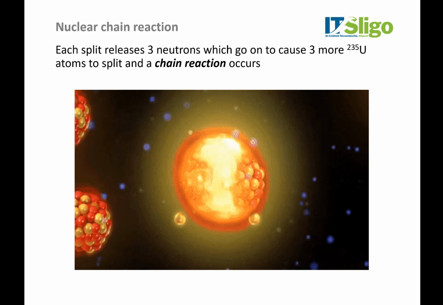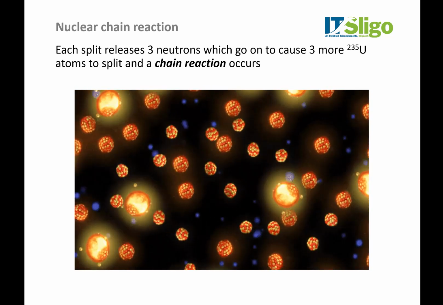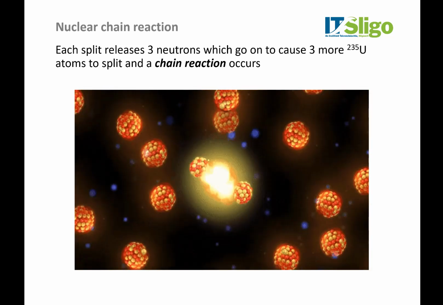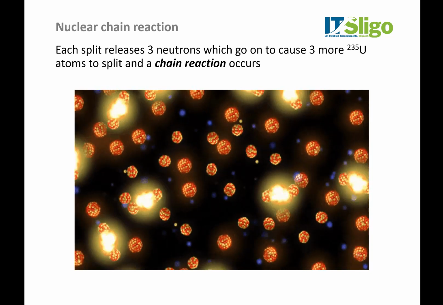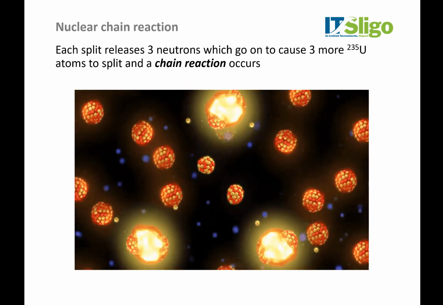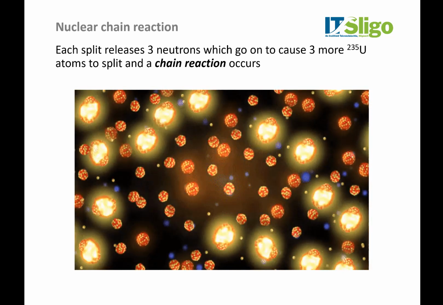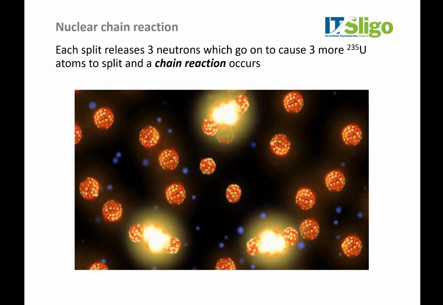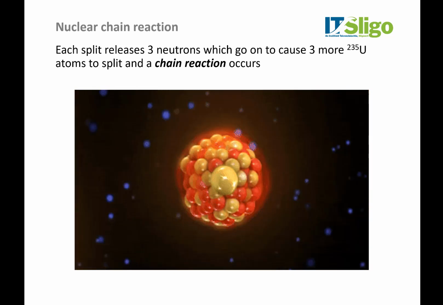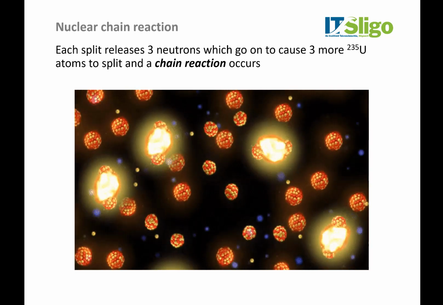There needs to be also what's called a critical mass. We need enough uranium-235 atoms around the atom that's been split in order for the reaction to sustain and continue. So these are all exponential growth scenarios.